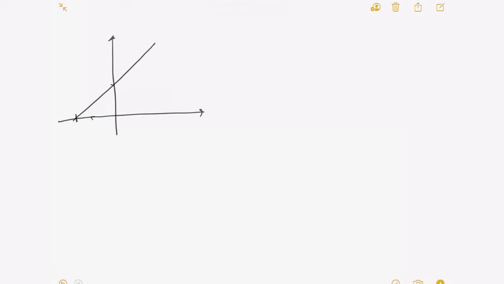Let's say the graph looks like this, and the equation is root y against 1 over x. Let's say it passes through minus 6 and 3, and it asks us to express y in terms of x. When you're given coordinates, we can find the gradient and y-intercept.